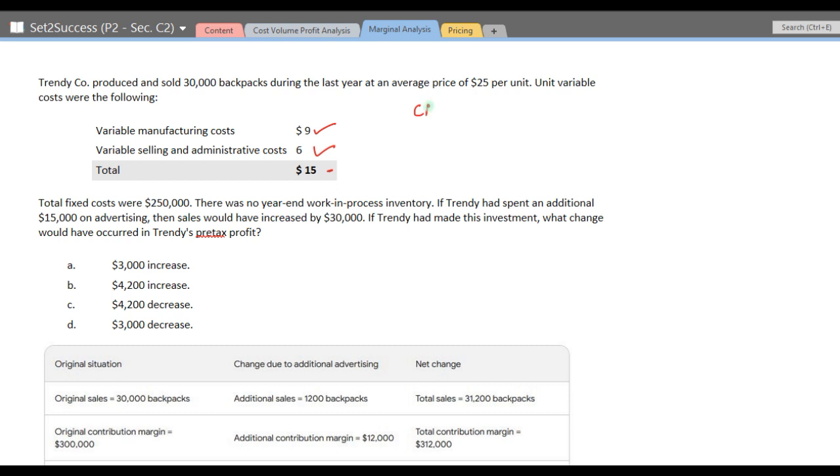Contribution margin is equal to sales minus all variable costs. The sales is $25 per unit and all variable cost is $15. So the contribution margin comes to $10 per unit.